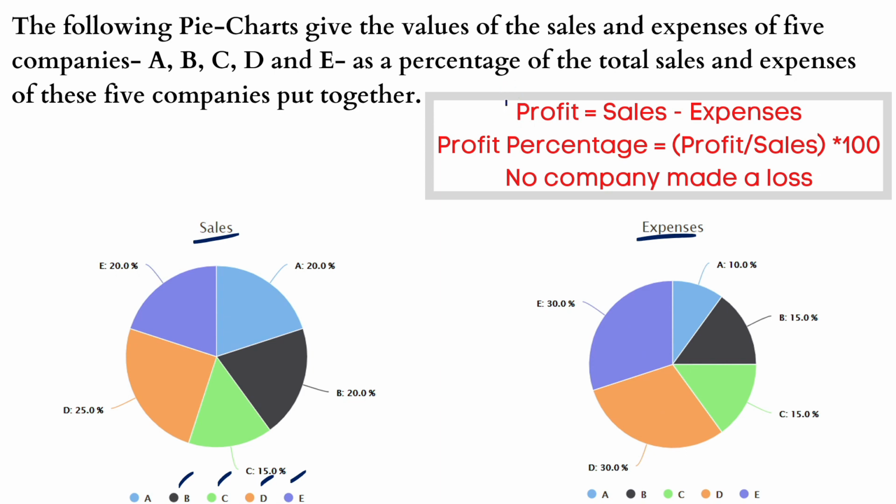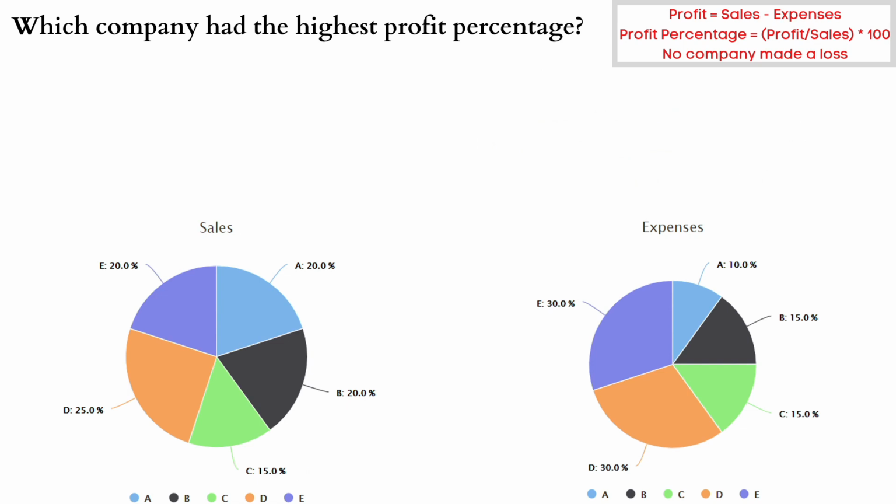And so the table is also given, which says profit is equal to sales minus expenses, as we know, and profit percentage is equal to profit by sales into 100, and no company made a loss. So among all the companies, no company incurred a loss. So the first question, which company had the highest profit percentage?